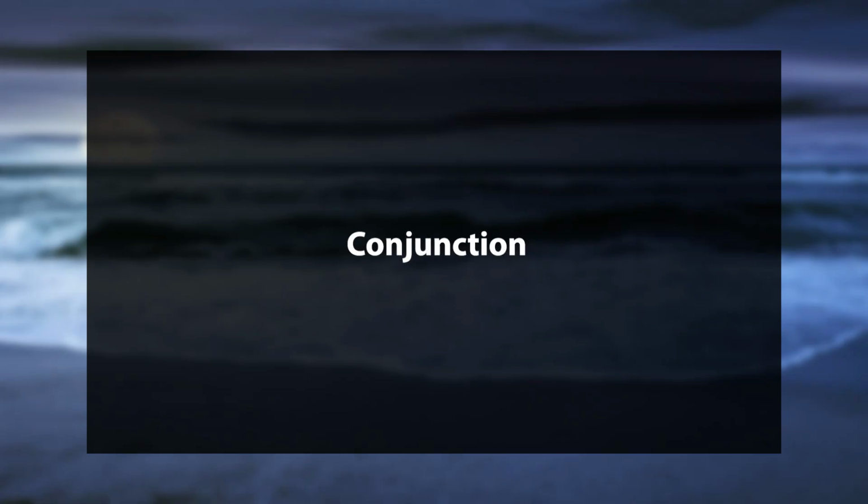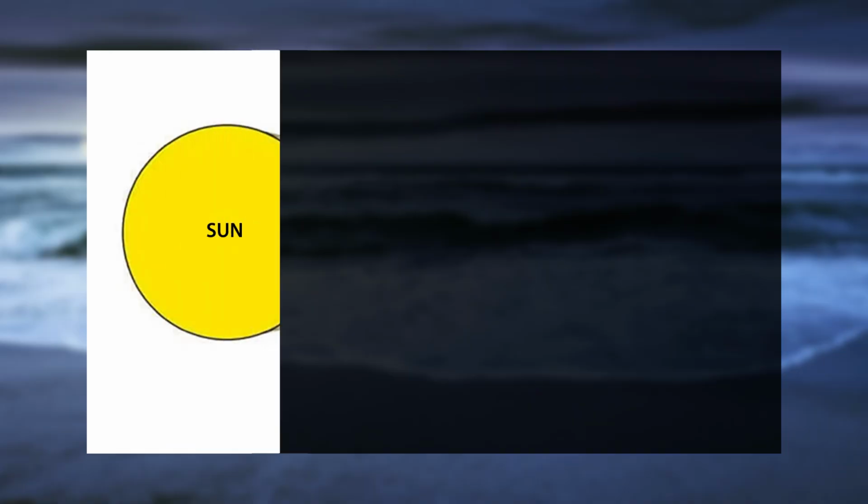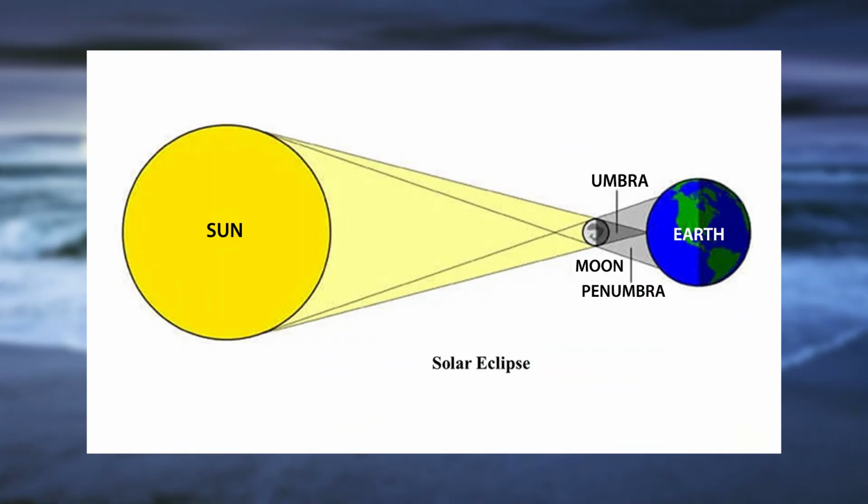During a new moon, the sun and the moon are positioned on the same side of the earth, a setup called conjunction. In this phase, the moon sits directly between the sun and the earth. If the moon perfectly blocks the sun's light and casts a shadow on our planet, it results in a solar eclipse.